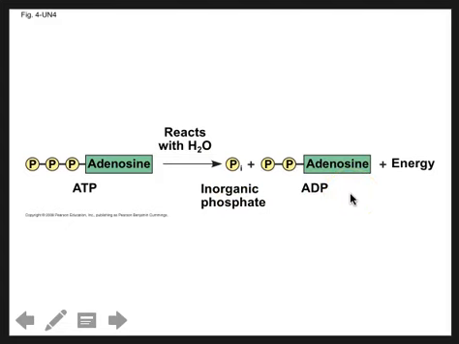We're going to come back and talk about this a bunch in chapter 8. I think it's 8. It's the energy and enzymes chapter. But I just wanted to introduce it to you.